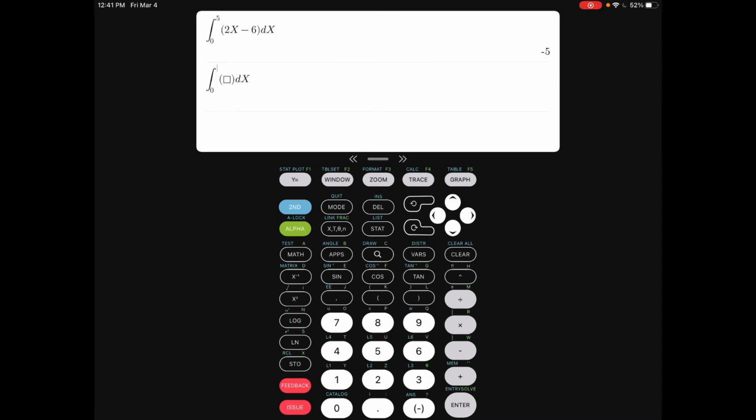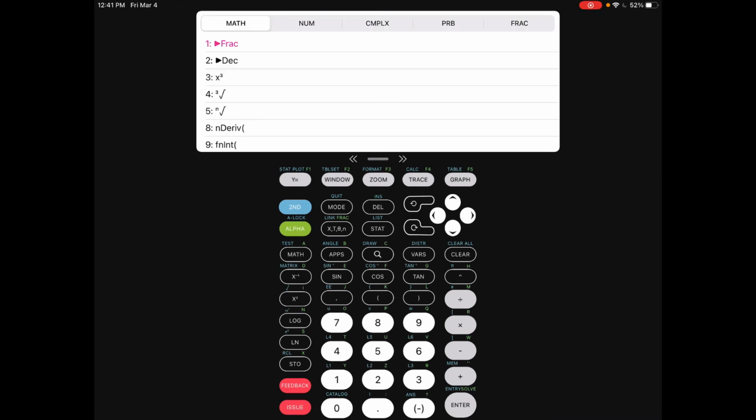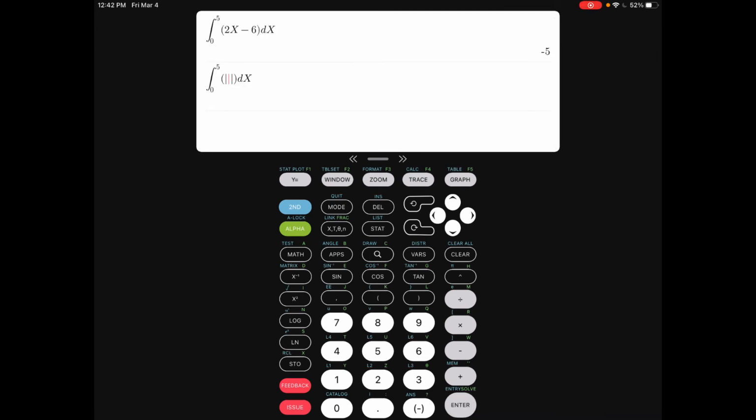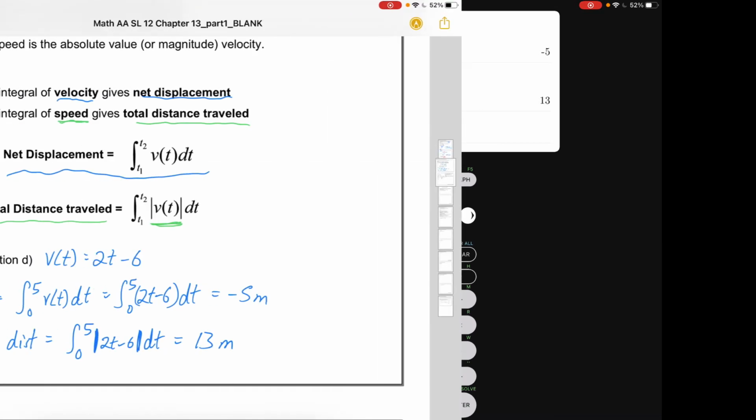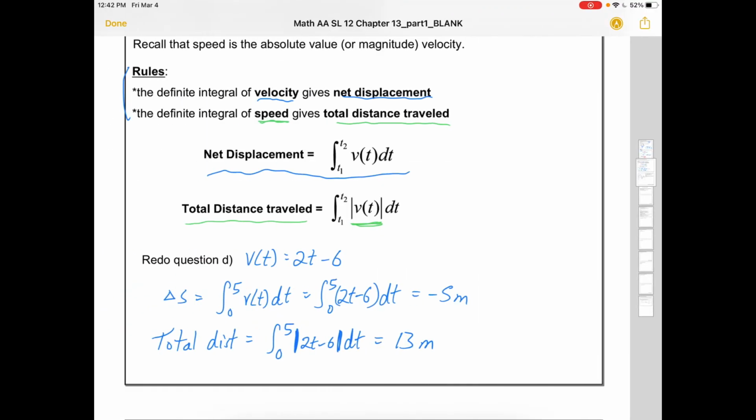I'm going from 0 to 5. And now I press Math again, and I go over one to the right to number. And right at the top, it has absolute values. So I hit Enter to choose that. And now I'll put in my function, 2x minus 6. And it very quickly finds that total distance traveled. We don't need one of those motion diagrams. So even if you have the position function, it's often easier just to find the velocity function and use an integral to find either net displacement or distance traveled.